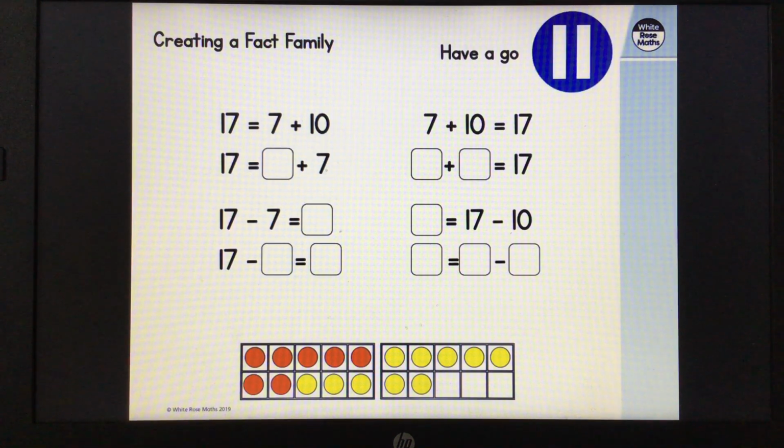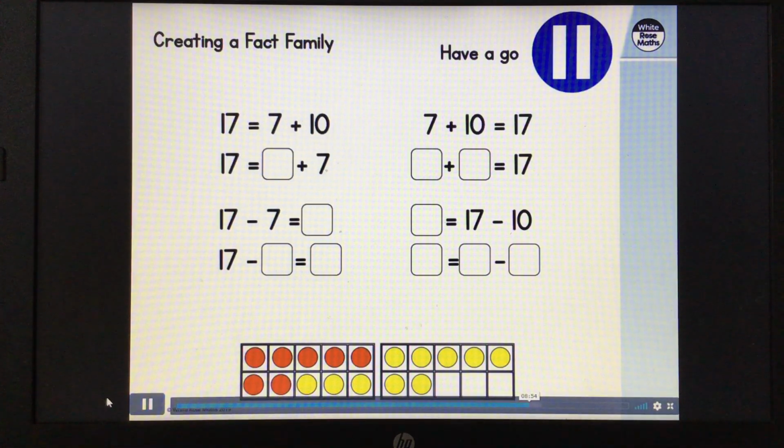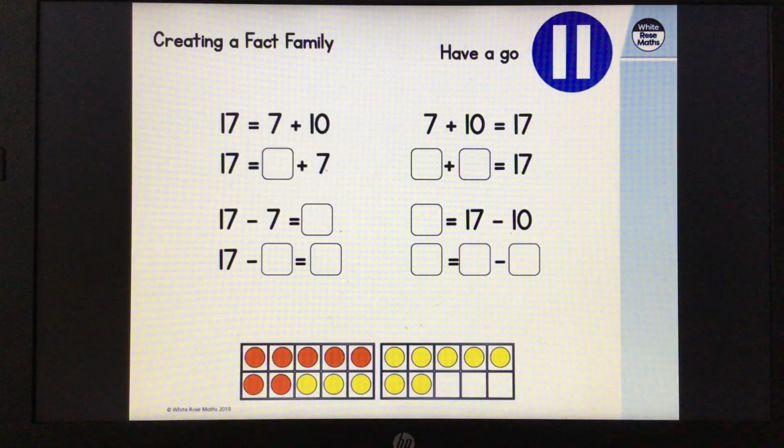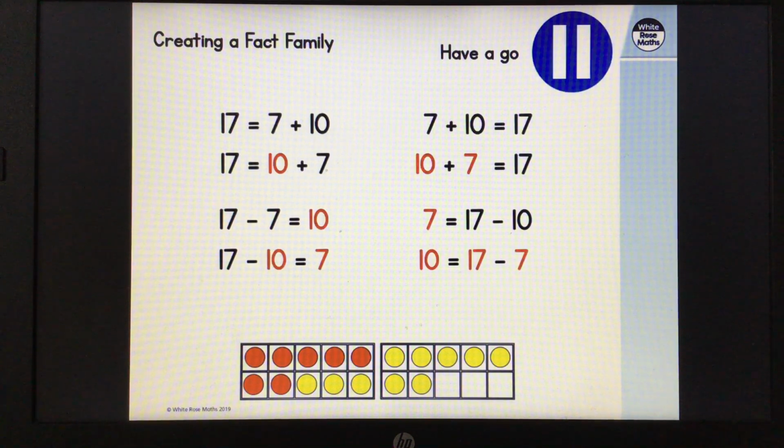Pause the video here and see if you can fill in those missing blanks. Remember, it's always going to be 17, 7 and 10. Good luck. How did you get on with that? Here are the answers. Well done, if that's what you got.